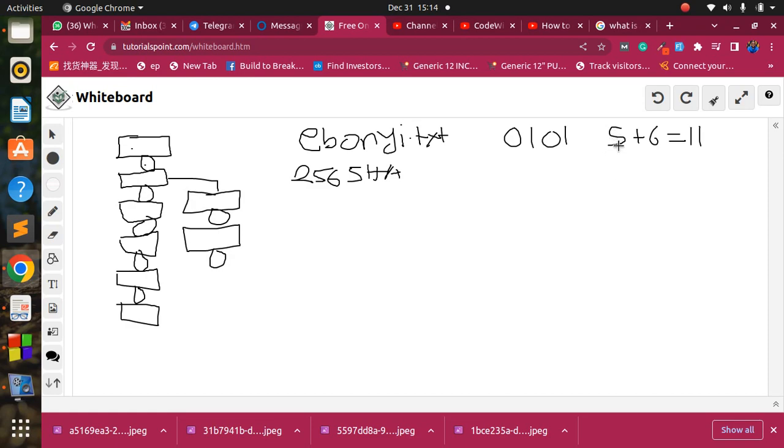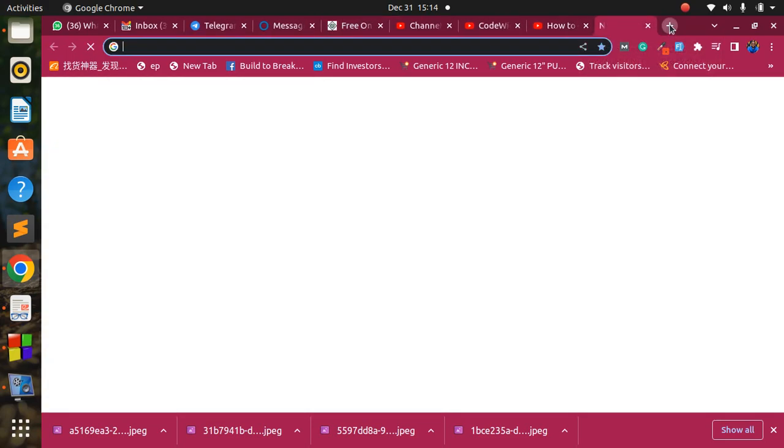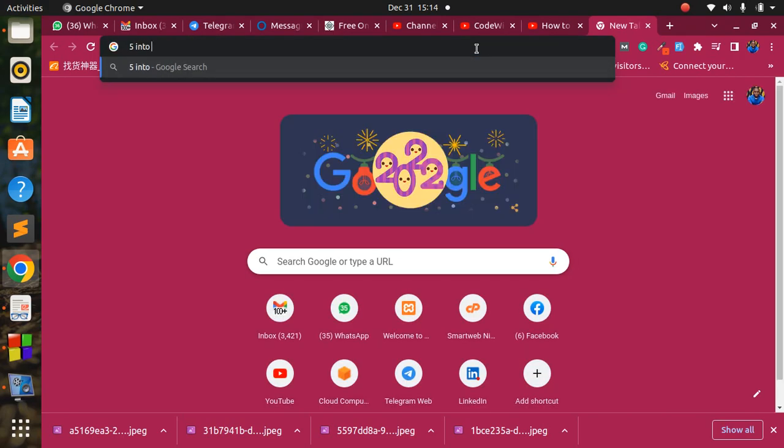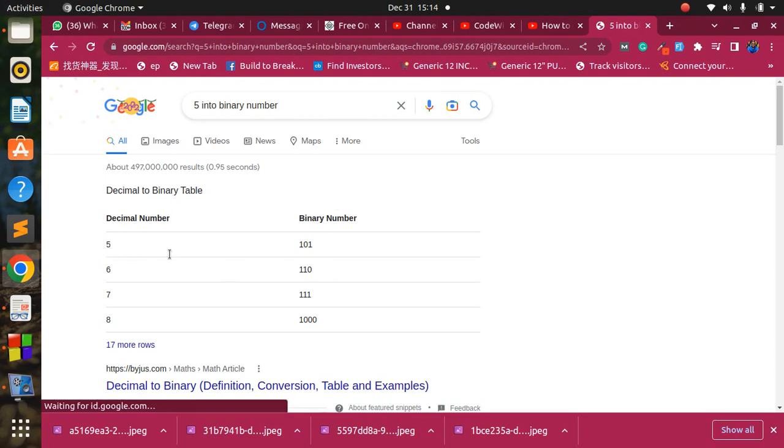Now, let's turn this into binary numbers, 5 into binary numbers. So let's say, allow me to close this, 5 into binary number. Let's see what it gives us. 5, you see, 5 is 101.